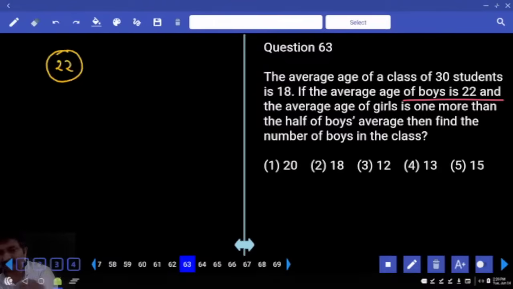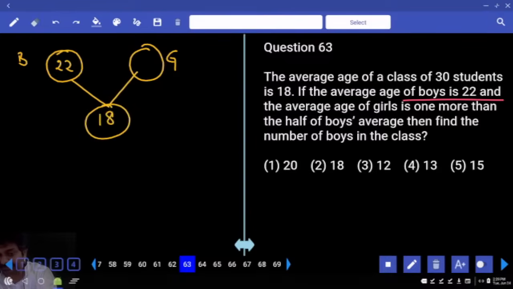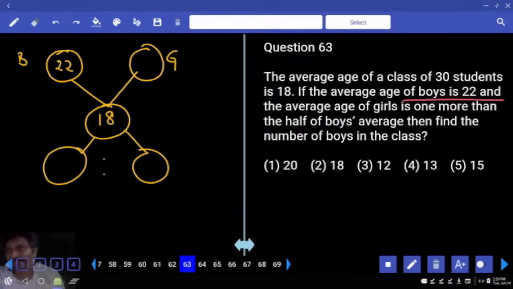I am using allegation. Boys average, girls average we want to calculate, class average which is 18, boys to girls ratio. Question is about the number of boys in the class. Total how many students are there? Answer is in options, right? Let us not calculate by treating variable x. Let me find out the answer through options. How many boys are there? If there are 20 boys, how many girls will be there? Come on, 10.